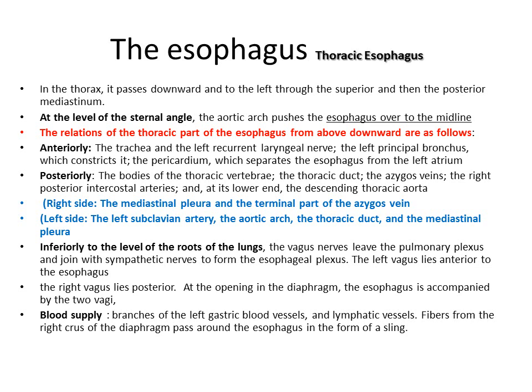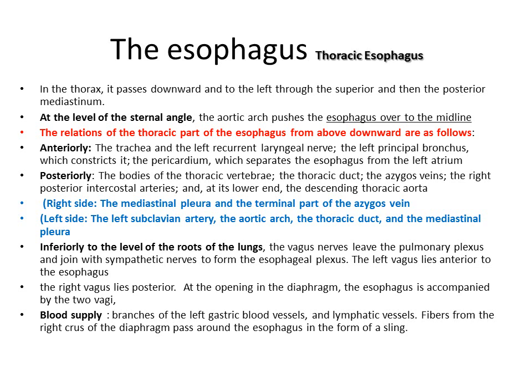Posteriorly, from above downwards: the body of the thoracic vertebra, thoracic duct, azygos vein, the right posterior intercostal artery, and at its lower end the descending thoracic aorta.